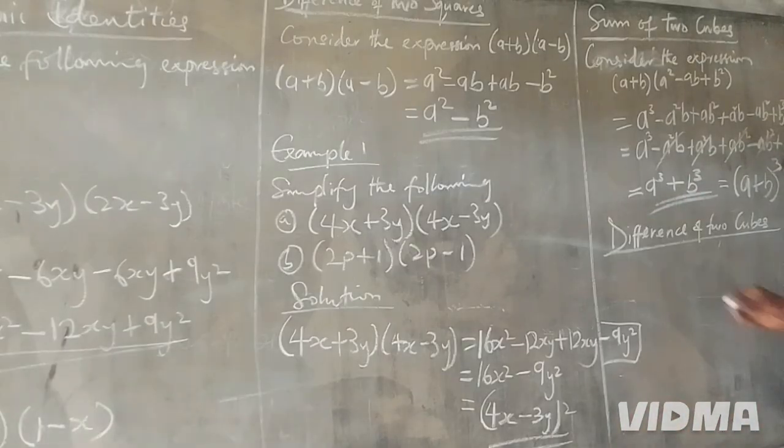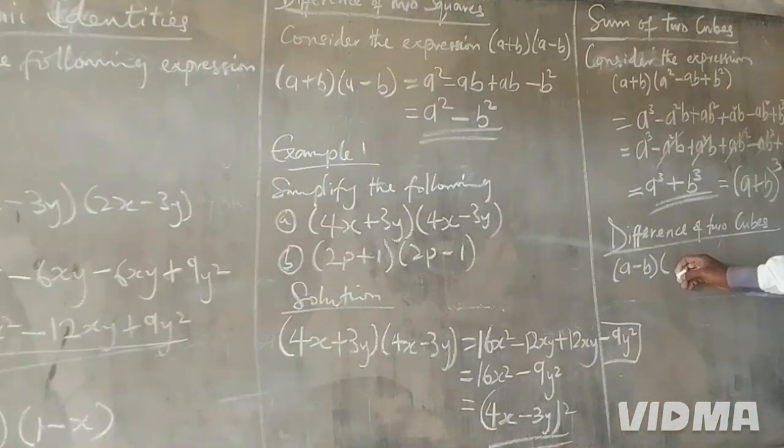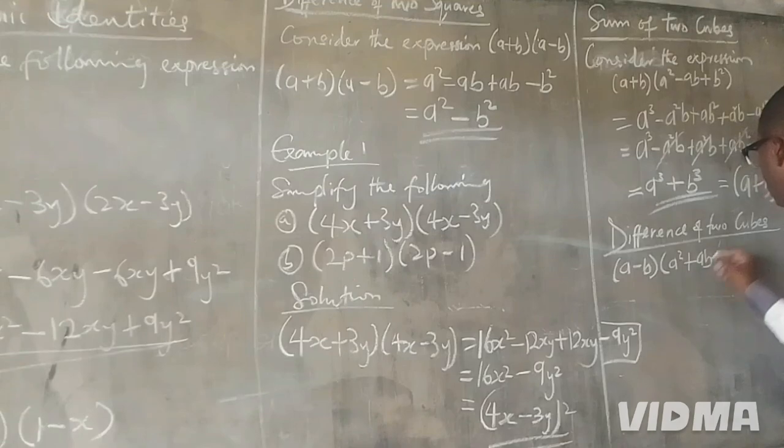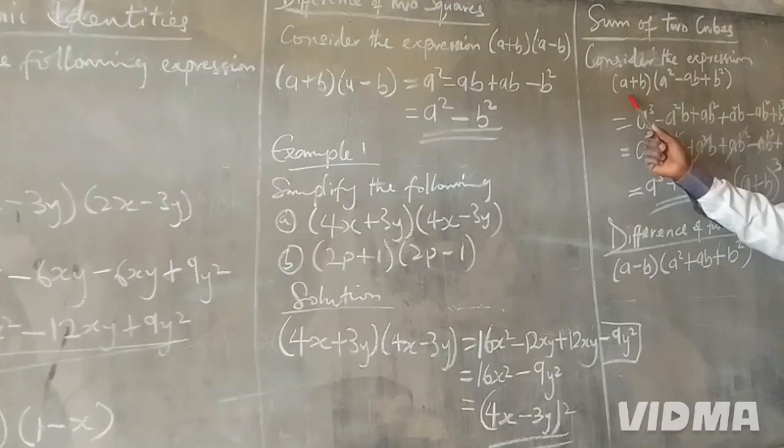Here we have A minus B, and which one again? A squared. Is it plus? Okay, it's plus. Plus AB plus B squared. Am I correct? Yes. Now you will notice something here. The first bracket is negative, while here the first bracket is what? Positive. So we call it sum.